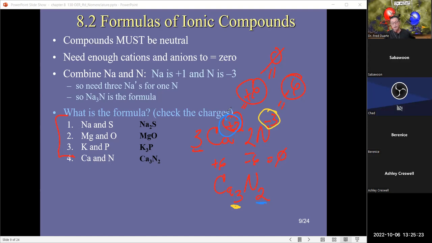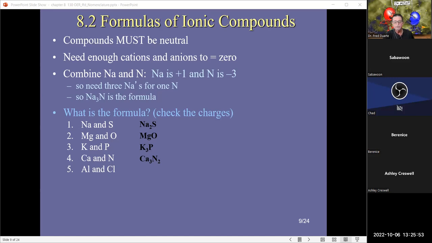You didn't hear that here. It's just some further information so you can see the trend, to help you out. So the formula for calcium nitride is 3 calcium and 2 nitrides. So the point there is to determine a common value for the ions.